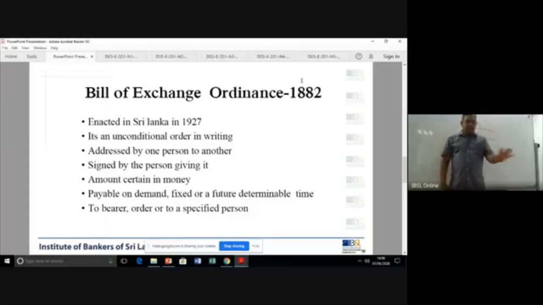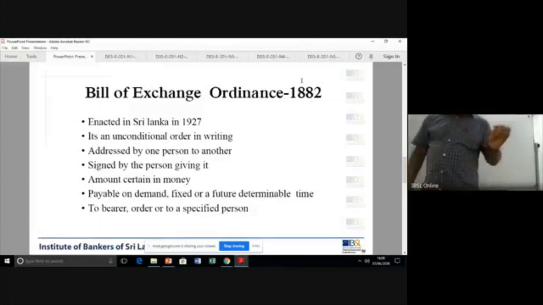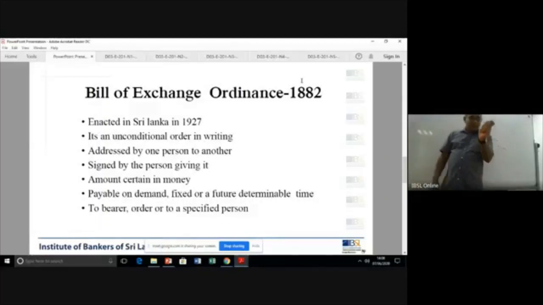Payable on demand, fixed, and future determinable time. So the Bill of Exchange Ordinance says it is an instrument that could be payable on demand, right? And it could be fixed, right? So fixed means... it's a difficult word when you say fixed.